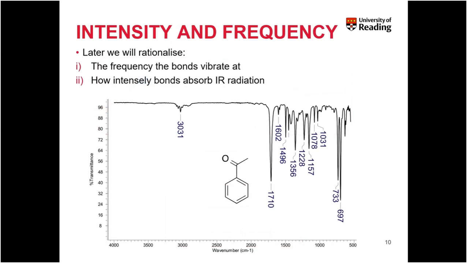Later, we will rationalize why different groups absorb at different points in the infrared spectrum. We will look to understand why CH bonds, for example, absorb at around 3000 wave numbers, and why carbon-oxygen double bonds absorb around 1700 wave numbers. We'll also seek to understand why different groups have different intensities on the infrared spectrum. However, next we're going to look at the different functional groups and where they absorb, and go through the important areas that you should know about as students of pharmacy.